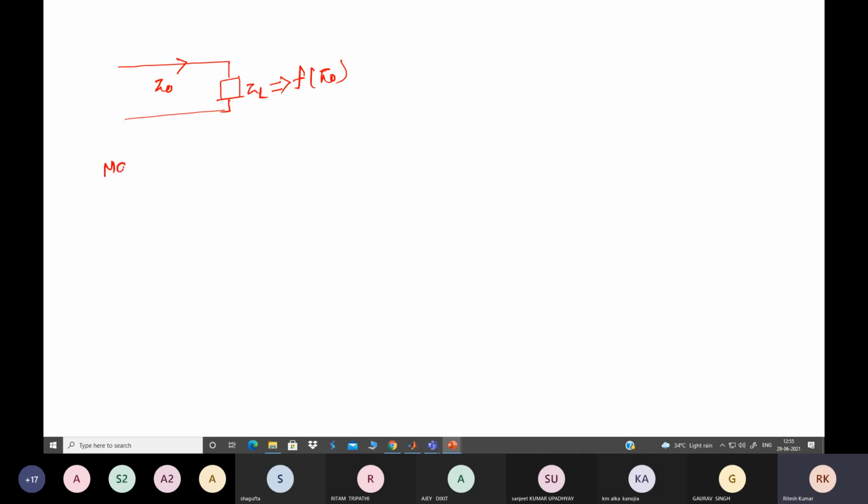One is what? Matched condition. Another one, we can have mismatched condition. In case of matched condition, there is no reflected wave from the load. But in case of mismatched condition, there is some reflected wave from the load. This corresponds to our mismatched condition.